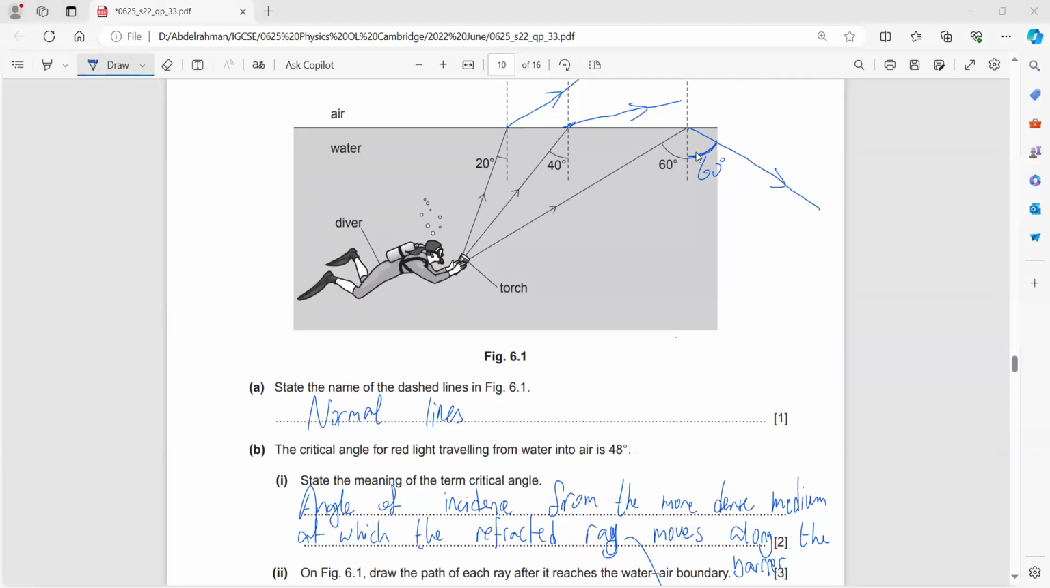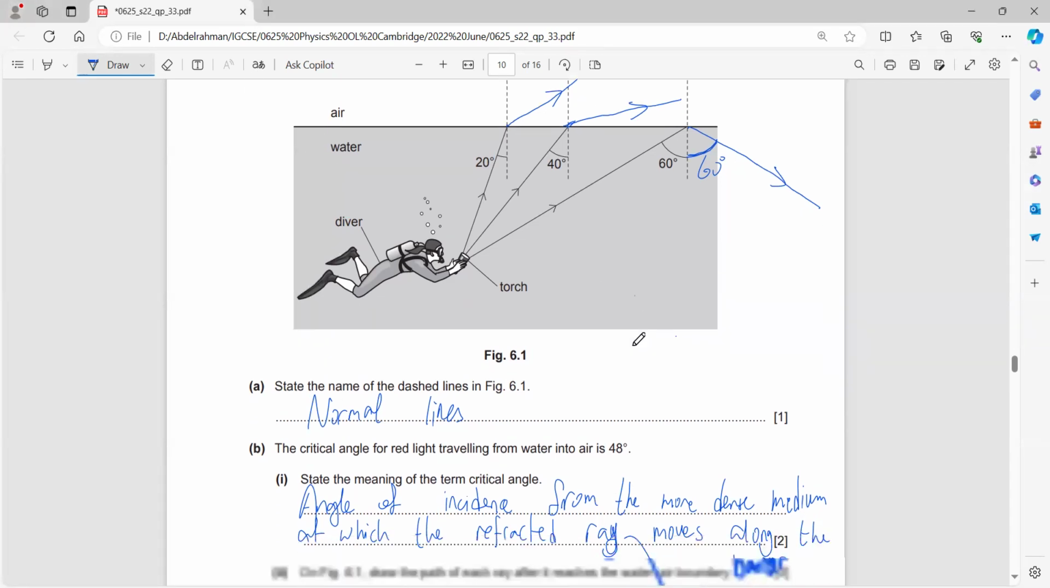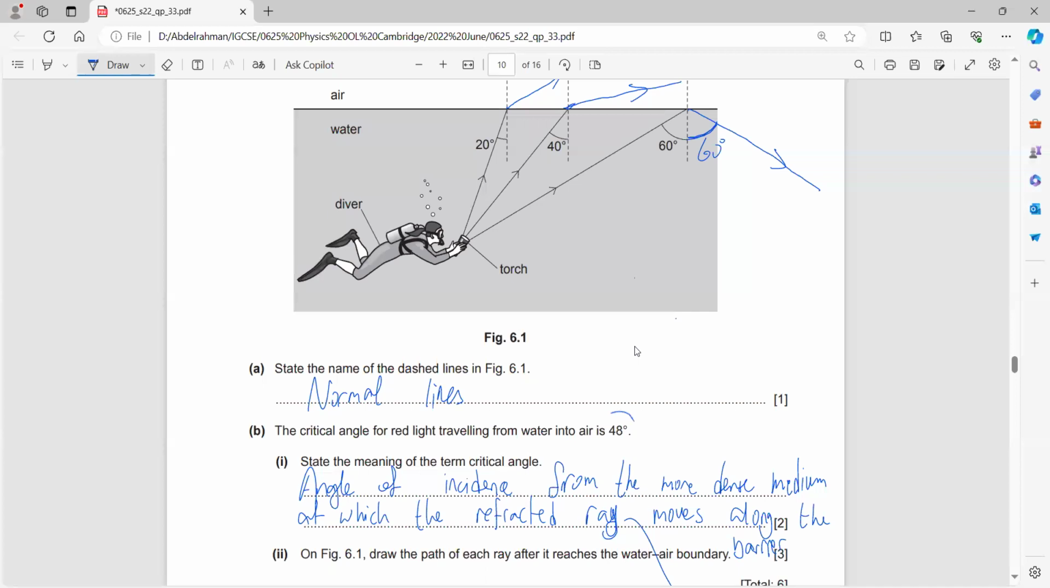Okay, internal reflection, total internal reflection. Yes. I don't understand this part. You don't understand this part again, the 60 degrees, right? Okay. What is the critical angle for this question? For this medium, what is the critical angle? 48. Okay, again, what does critical angle mean?